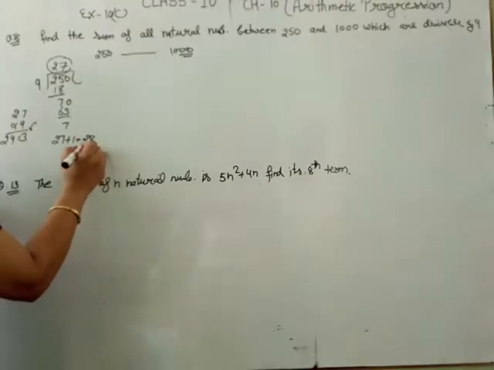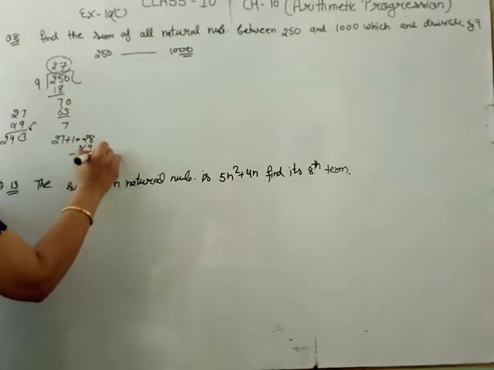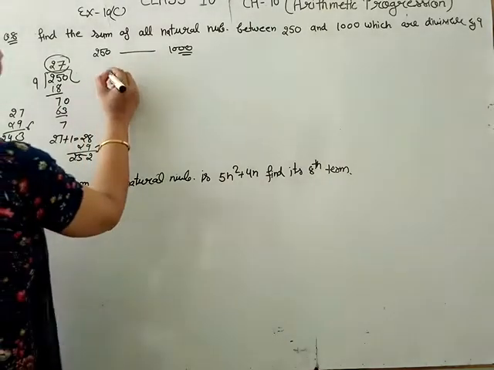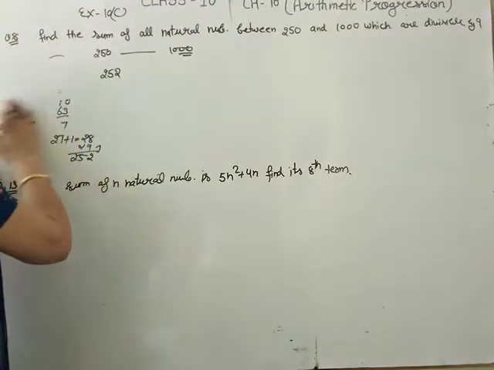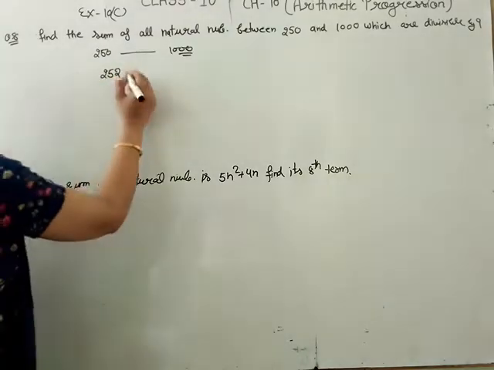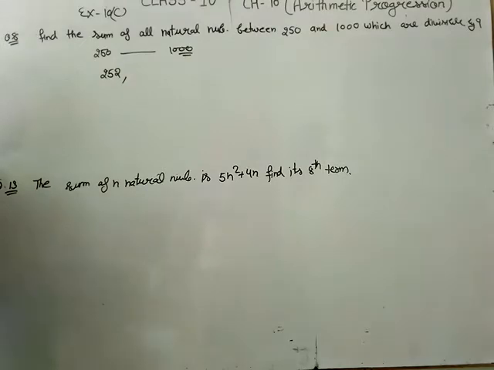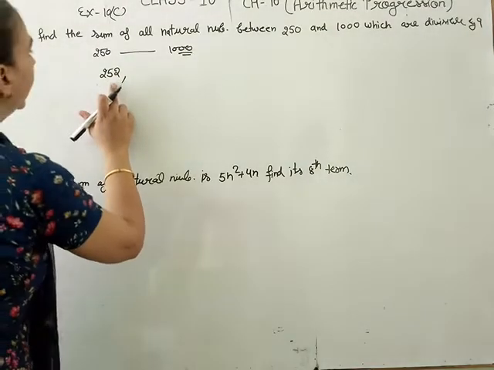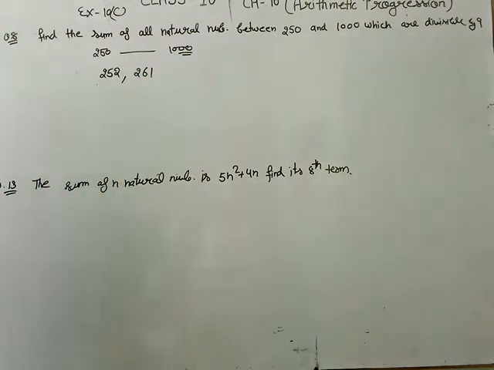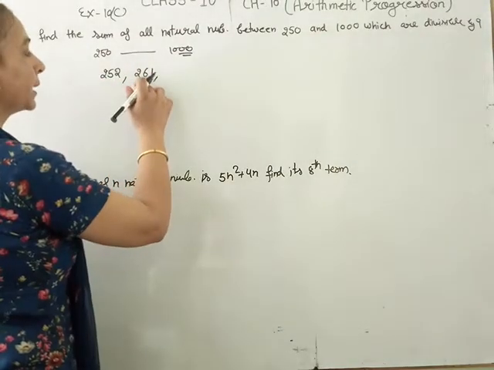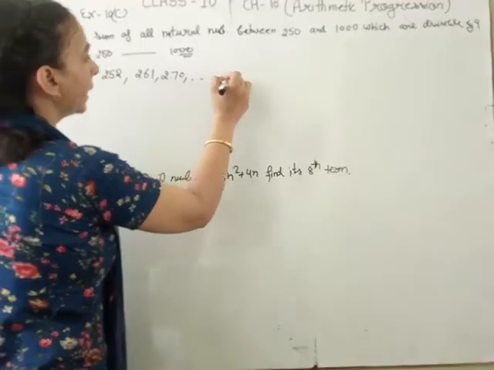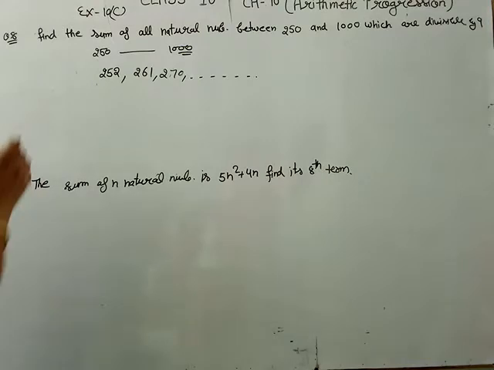Okay, then 28 multiplied by 9 is 252. The first term is 252. Then the next term, we add 9 to this term, 252 plus 9. Okay, the next term is plus 9. Then this is 261. Next we find 261 plus 9, that is 270. Okay, and we find the last term, 1000.